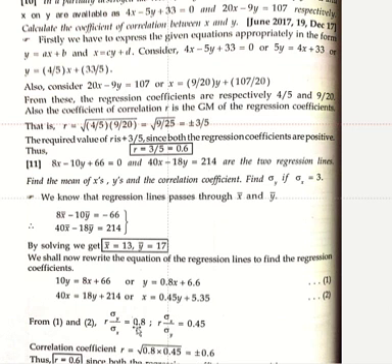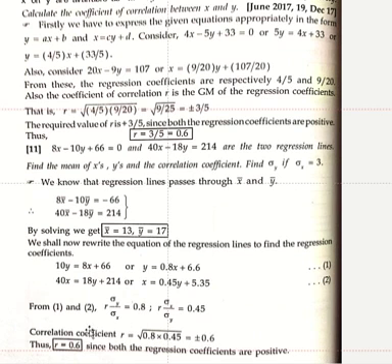Here you observe that the regression coefficients are positive. Both are positive, plus 0.8 and plus 0.45. Therefore the correlation coefficient r is equal to, we can take positive 0.6, since both the regression coefficients are positive.